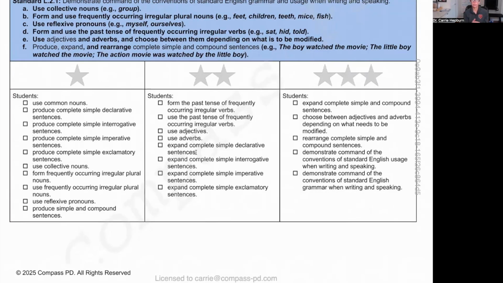And then we're using this language standard as well. And in this language standard, they want to focus on adjectives and adverbs. And we'll talk about expanding simple and compound sentences. So I keep all of this in mind and I think about all of the different kinds of lessons that students are going to need in order to be able to do that.